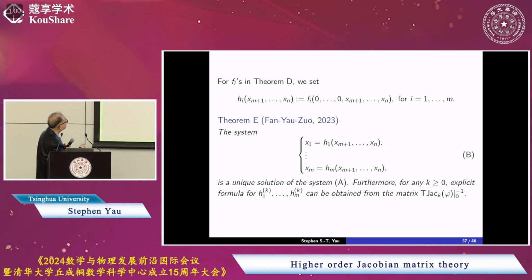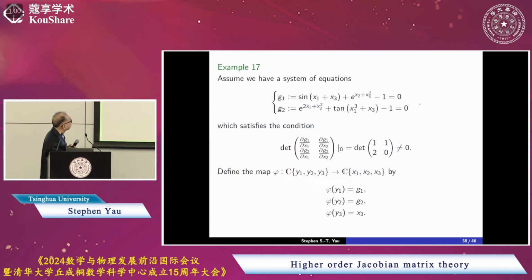For F_i, we set H_i to be F_i evaluated at the first m variables, evaluated at zero. Then we see that this is actually the unique solution of the system. And for any k, explicitly, H_1k through H_mk can be obtained from the transformation Jacobian matrix. That means we can find the inverse quite explicitly.